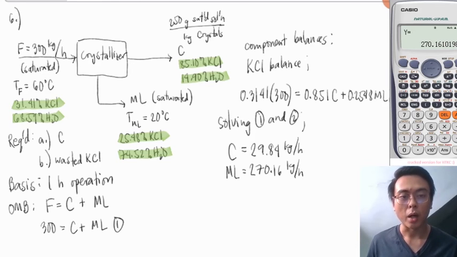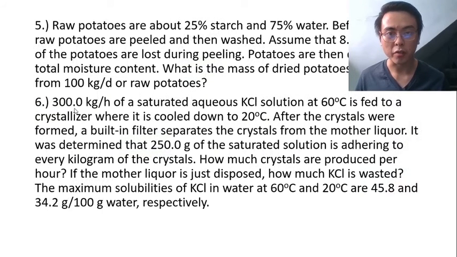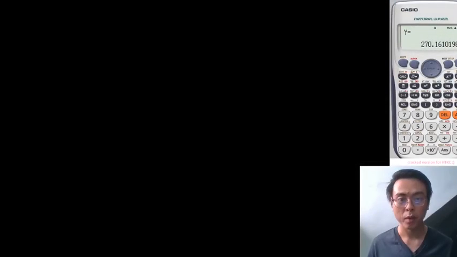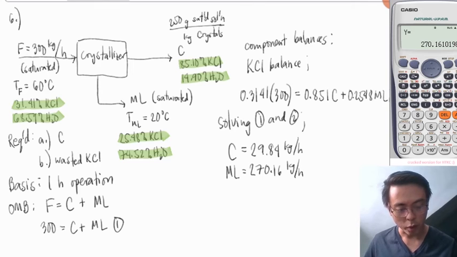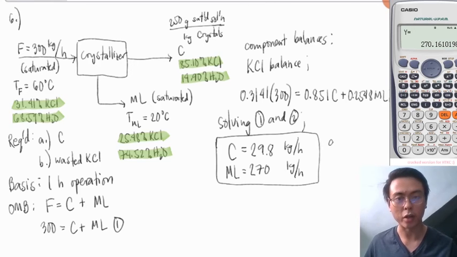So, let's take a look at the significant figures. This is four significant figures. Temperatures are not counted in this case. This is four significant figures. This is 3, 3. Okay, we will be using three significant figures for the final answer. Therefore, this would be 29.8 kilograms per hour and 270. So this is our answer for letter A. The amount of crystals produced is 29.8 kilograms per hour.